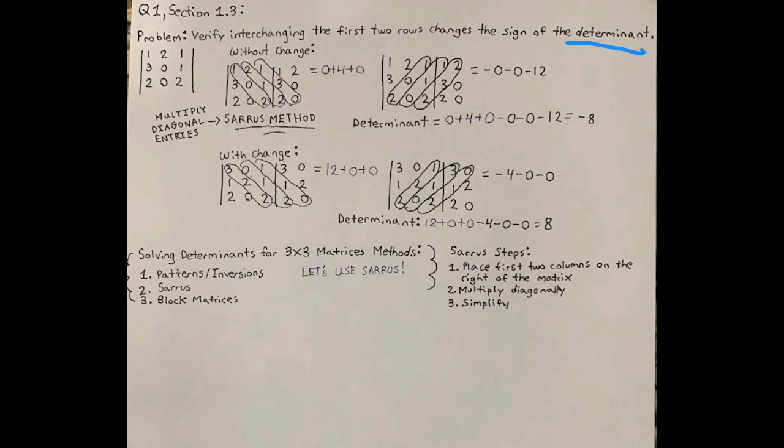And then finally, we're just adding all our values together to get 12 plus 0 plus 0 minus 4 minus 0 minus 0 equals 8. And thus we verified that if we change the first two rows, we're going to change the sign of our determinant.